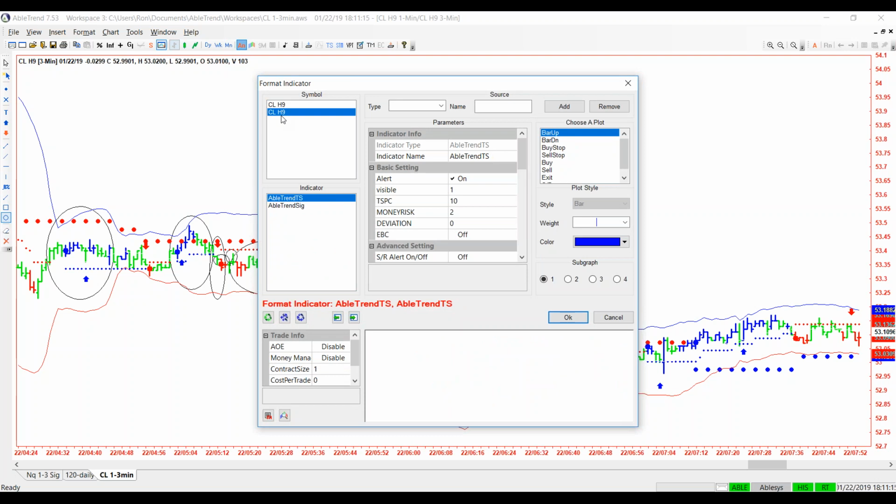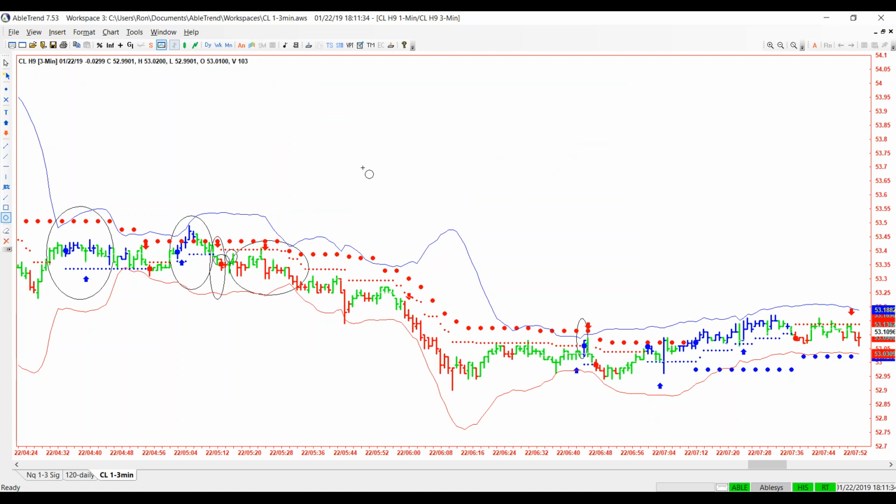This is a 1 minute, 3 minute chart. So for intraday charts, we always use Able Trend TS on both time frames, and we add Able Trend SIG on the higher time frame, in this case, the 3 minute chart. And we've been using this combination for about 6 months, and it's been extremely profitable.